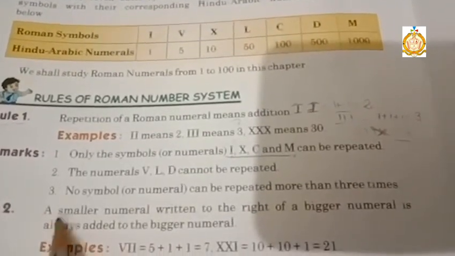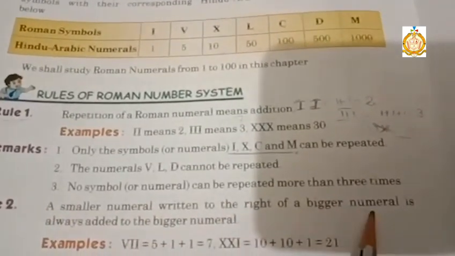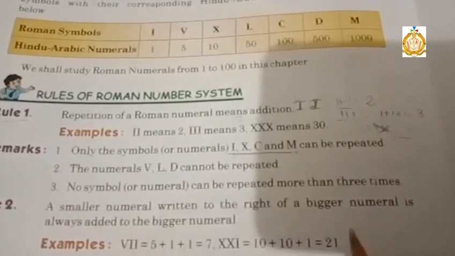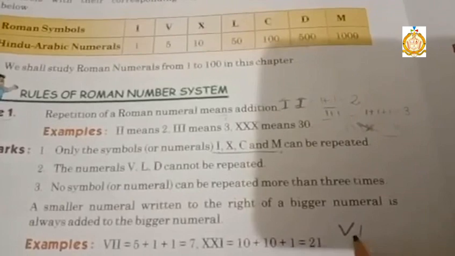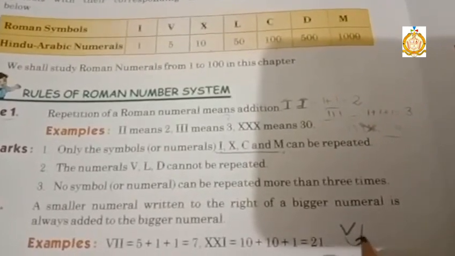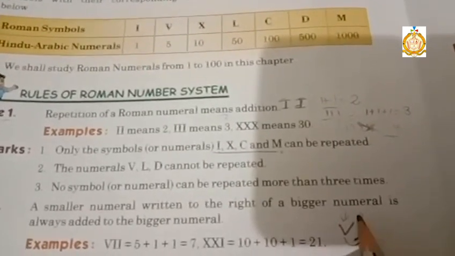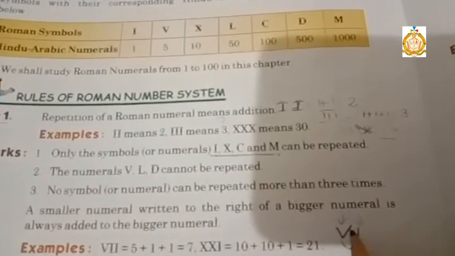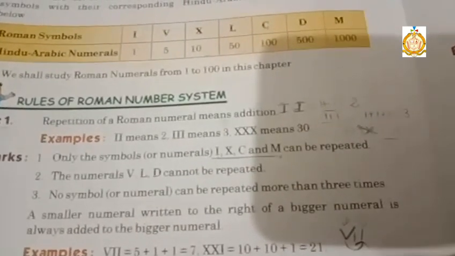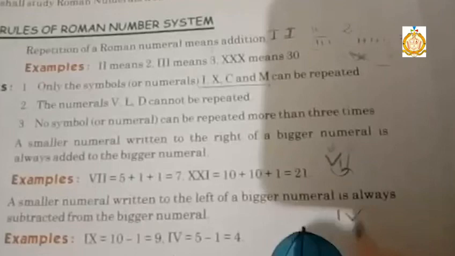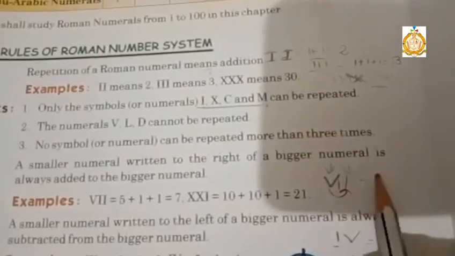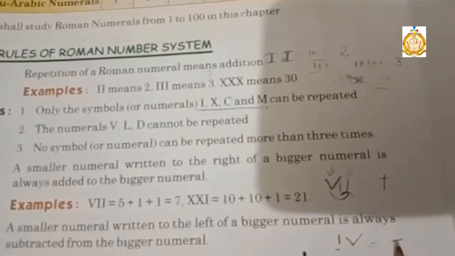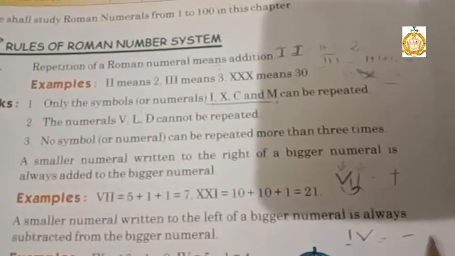A smaller numeral written to the right of a bigger numeral always means addition. If there is a V, and we write it as VI, it means 5 plus 1, which is 6. This is the bigger one and this is the smaller one on the right side, then it must be added. If the smaller one is on the left side, then it is a minus. If it is on the right side, it must be a plus. If it is on the left side, then it is negative.